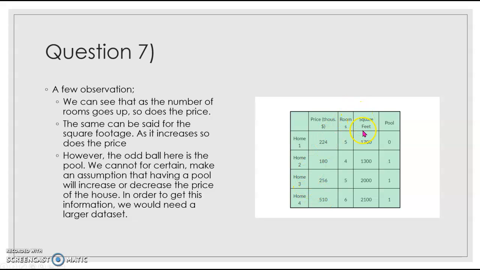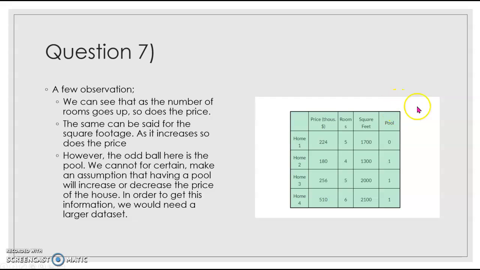Also, the amount of square footage correlates directly to the price of the home. The smallest house is going to be 1,300 square feet, and that's going to elicit the smallest price of $180,000. As the square footage goes up, so does the price. We see that the biggest house has 2,100 square feet, and it elicits a price of $510,000.